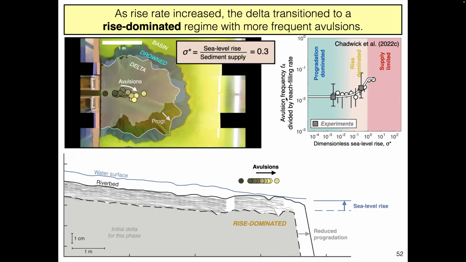And as we increased the rise rate, we saw that the delta transitioned to a rise-dominated regime with more frequent avulsions. So here's the same case with the sea level rise of 30% of the sediment supply. We saw a similar picture from the photos, where the delta on average advanced seaward, the avulsions on average advanced seaward. But we see from the topography data on the bottom that here we're having less progradation, and instead the sea level is causing the delta to build up faster and so avulse more often. So the avulsion frequency increased too.